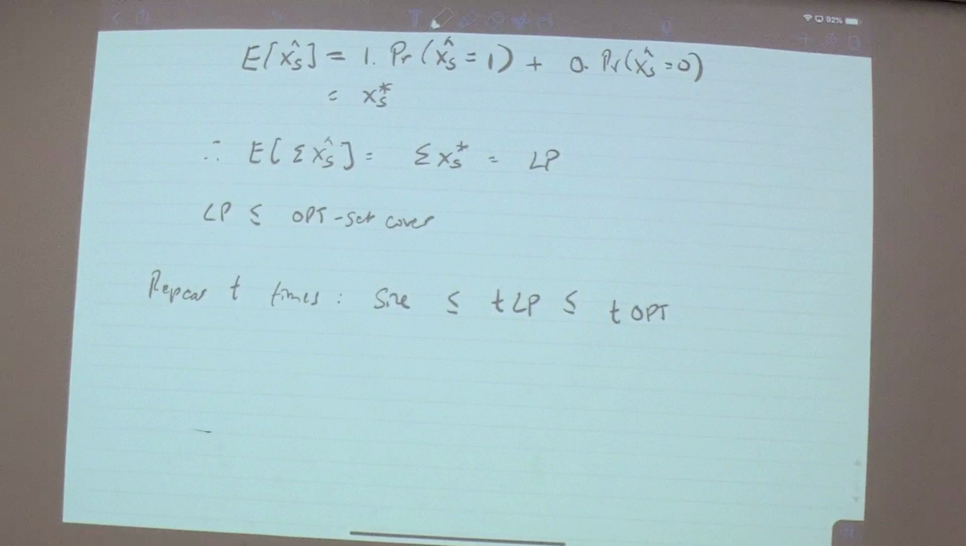That is why I have to do this over and over again. I do this once, I get some sets. I do this again, I get some more sets. I do this again, I get some more sets. Eventually, I hope to cover everything. So the question is, how many times do I have to repeat this?